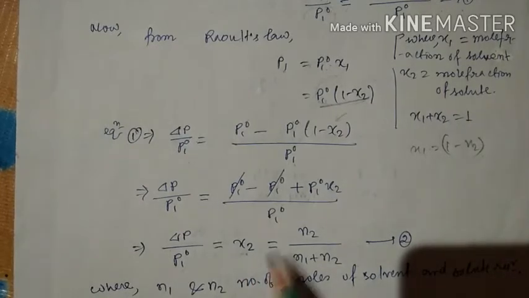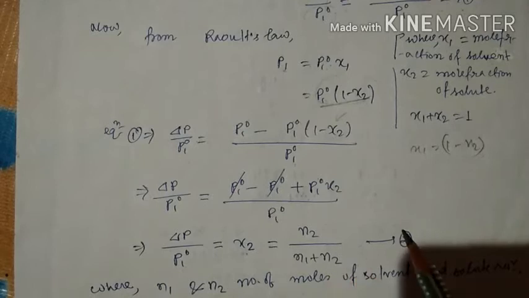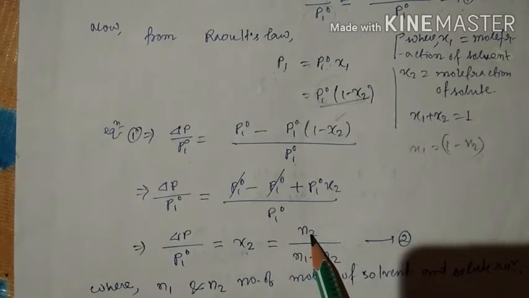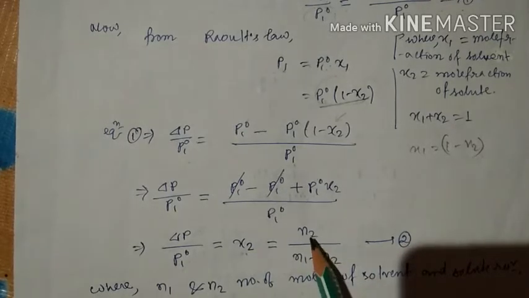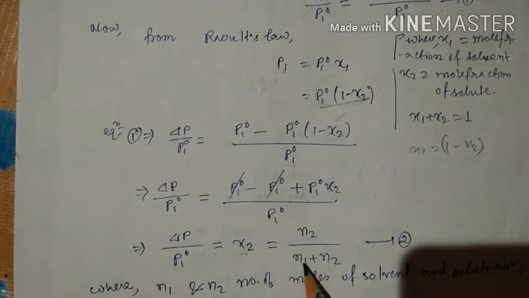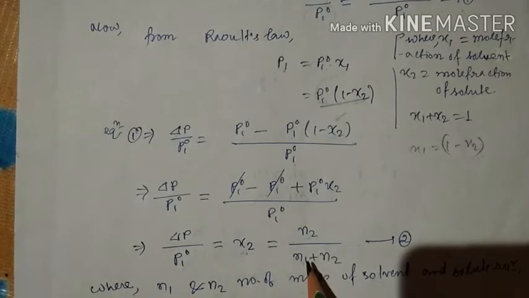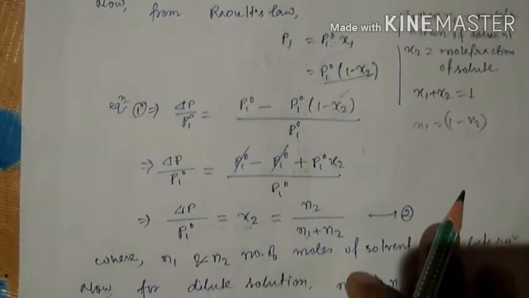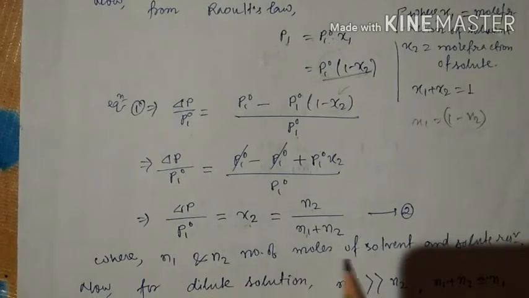Now what does the mole fraction of the solute mean? It means the amount of solute in the solution. N2 is the number of moles of the solute, and N1 is the number of moles of the solvent. Solute plus solvent equals solution, so here it is N1 plus N2. Where N1 and N2 are the moles of solvent and solute respectively.